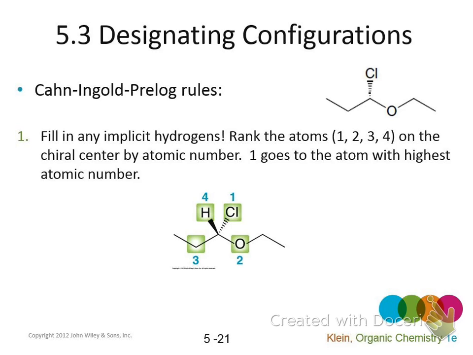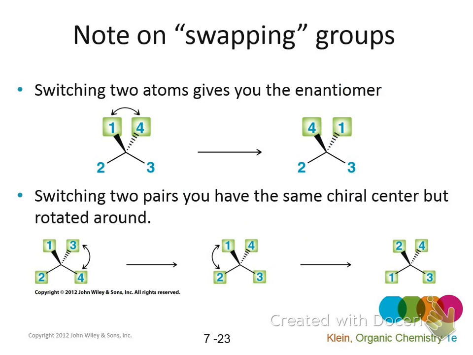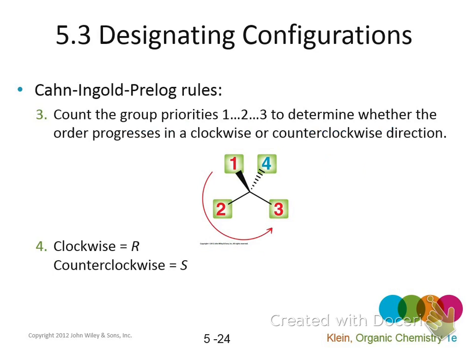So as long as 4 is in the back, now this is a very important point. If the 4 group, the low priority group, is in the back, whatever you see is the configuration. But if it's in the front, you still assign the configuration, but realize that you have to switch it, rather than redraw the molecule backwards.